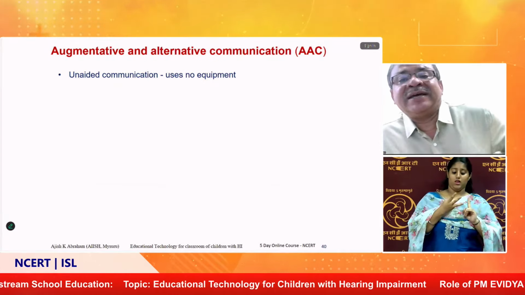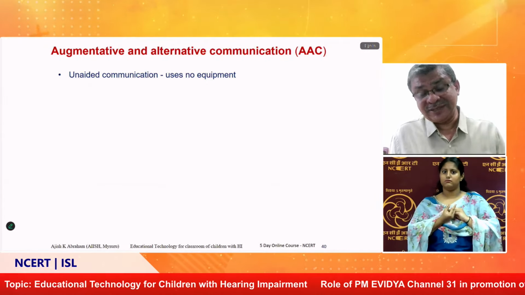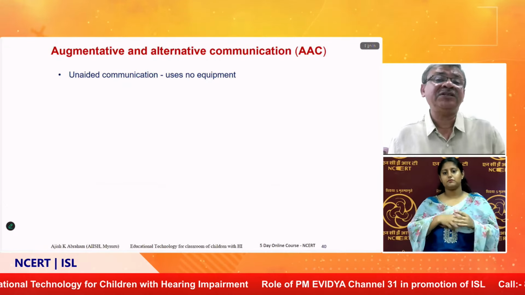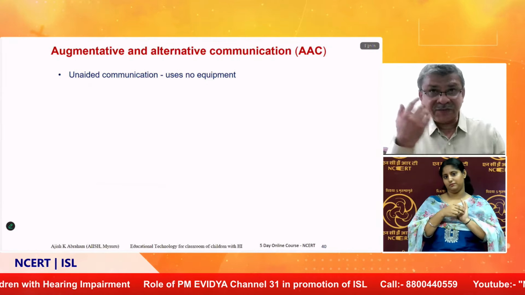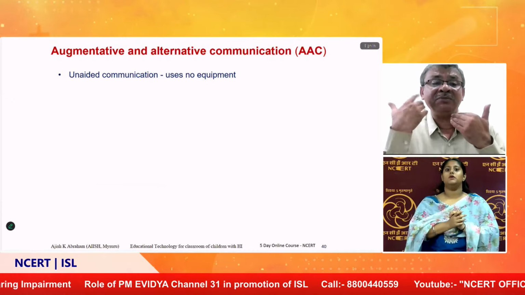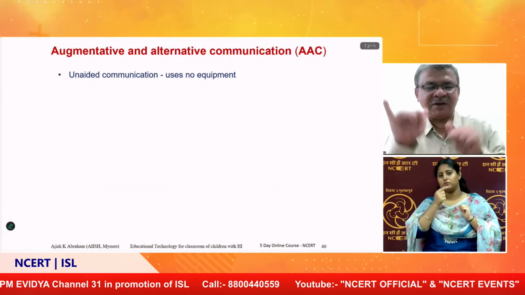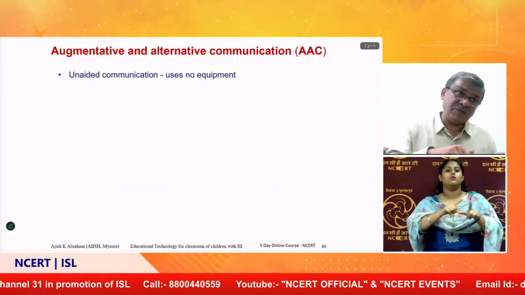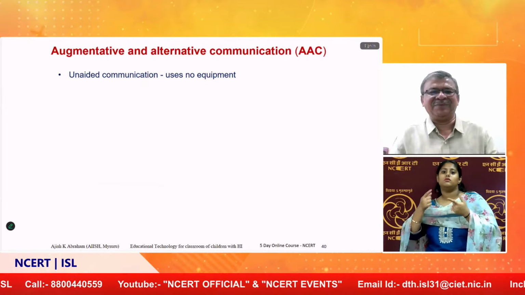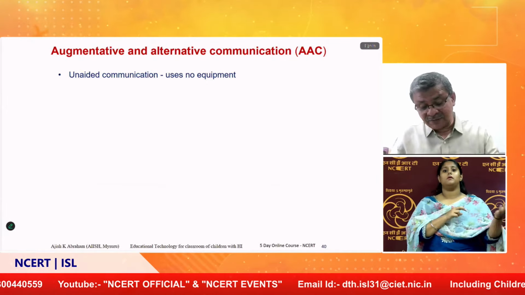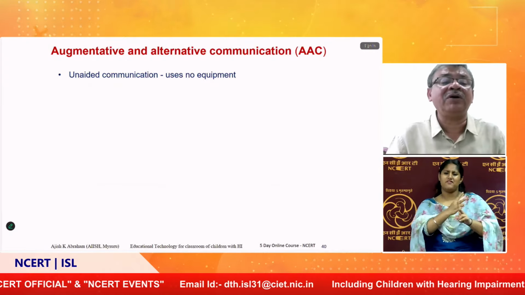The third category of devices which are very useful for deaf children, we call them augmentative and alternative communication. Those who are deaf will not be able to speak. Oral speech will be very limited, and they speak with sign language, and for them to converse with sign language, the person on the other side should know the sign language. In conditions where that is not possible, we use an augmentative and alternative mode of communication.